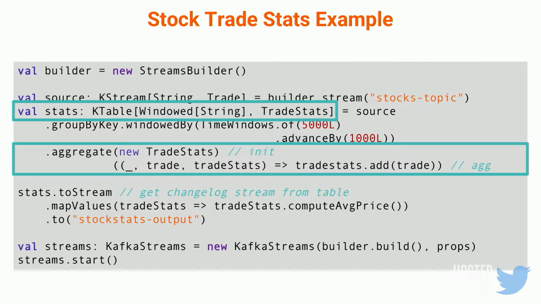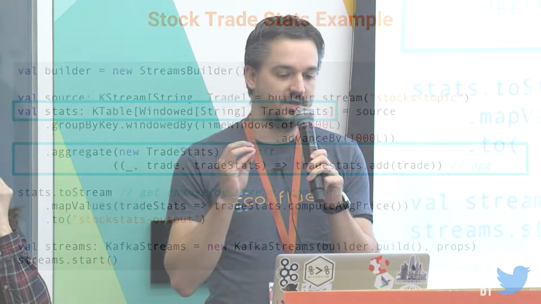The key here is not important, so we ignore it. We have the current aggregation result that is stored in the trade stats. And then we just say, well, add the trade to the statistics. And what the trade stat does internally, we don't really care in this example. It's just like adding it to update the statistics. And the important thing here is that this aggregation step is now returning something different.